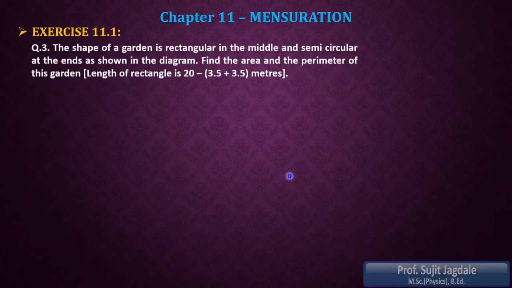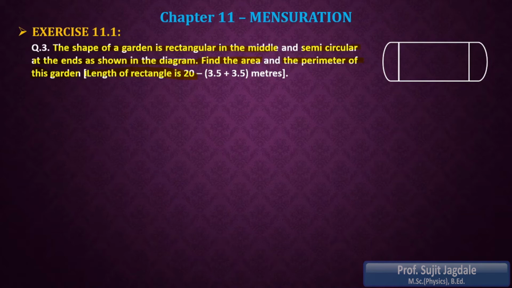Now without wasting any time, we are going to consider question number 3, which is like this. The shape of the garden is rectangular in the middle and semicircular at the ends as shown in the diagram. So one garden is there whose middle shape is rectangular and both ends are semicircular in nature, as shown in this diagram. You can see it.